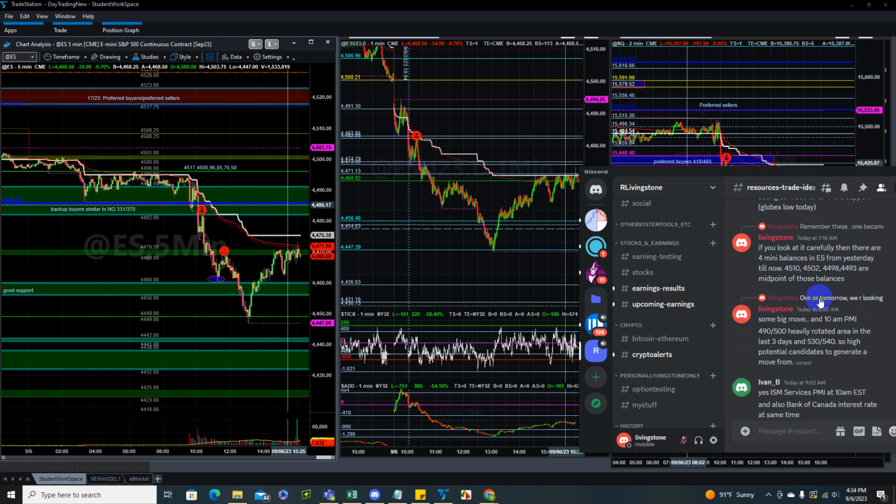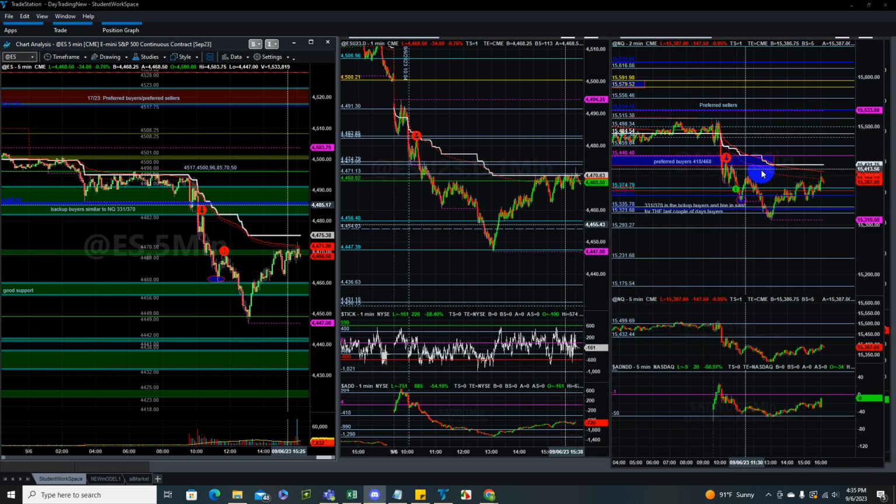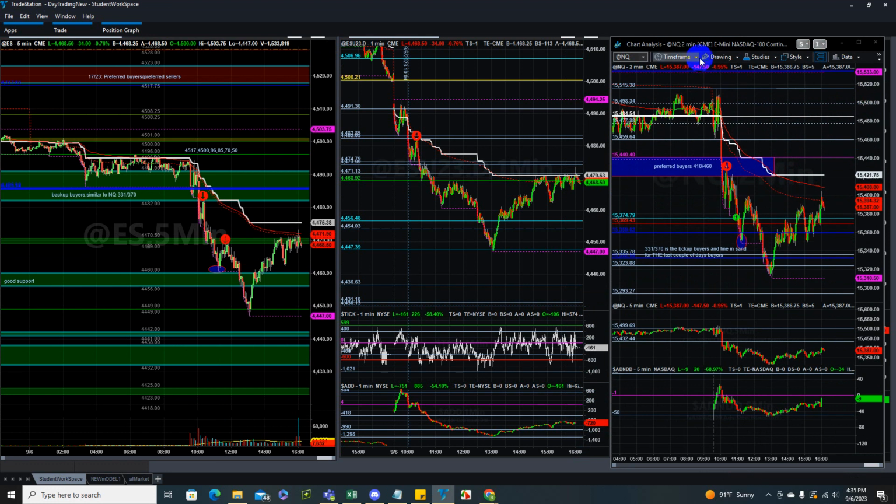So we know there is a big move coming, and the 10 a.m. PMI was maybe a driver. Then I also gave a level for 500, a heavily rotated area in the last 3 days, 530 and 540. So a high potential candidate to generate a move from, right? So a big move may come from this level, right? 490 here, 500, which is this. So the $490, 500 area, basically this, right? Big move may come, and you can see.